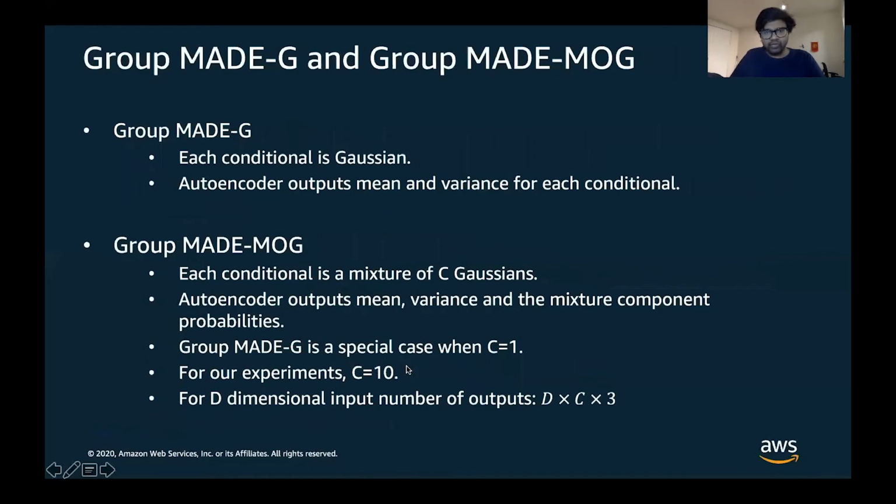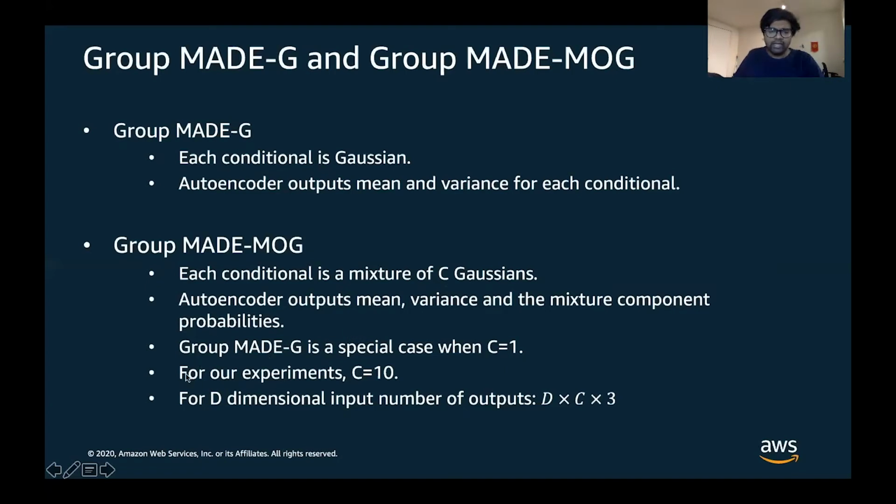There are two different models. Group MADE-G is where the output conditional is Gaussian, so your autoencoder outputs the mean and variance for each conditional. And group MADE-MoG is where each conditional is a mixture of C Gaussians, so the autoencoder outputs the mean, variance, and the mixture component probabilities for all of the C components. Obviously, group MADE-G is a special case when C is equal to 1. For our experiments, we use C equal to 10.